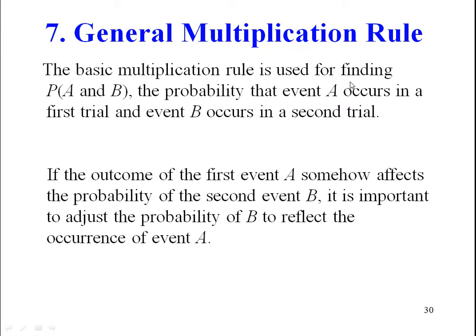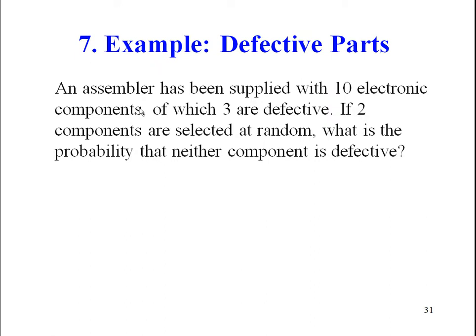Now, the general multiplication rule is used for finding the probability of A and B. If the outcome of the first event somehow affects the probability of the second event, it's important to use that information. So, for example, an assembler has been supplied 10 electronic components, of which 3 are defective. If 2 are selected at random, what's the probability that neither component is defective?